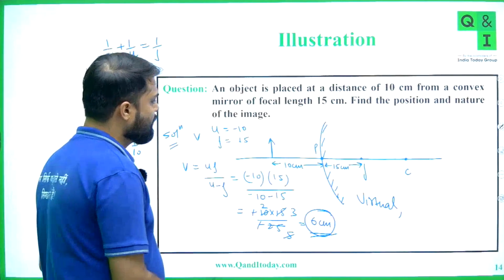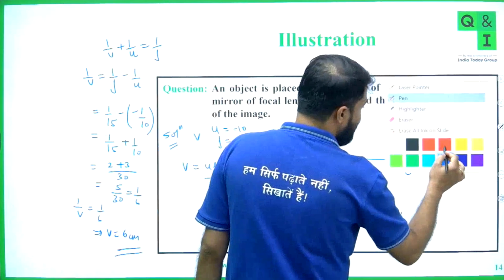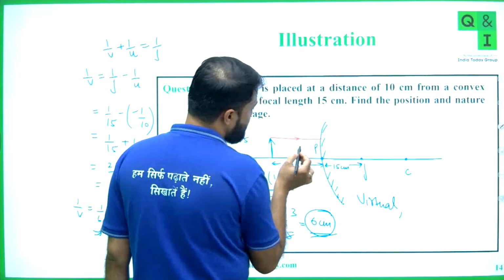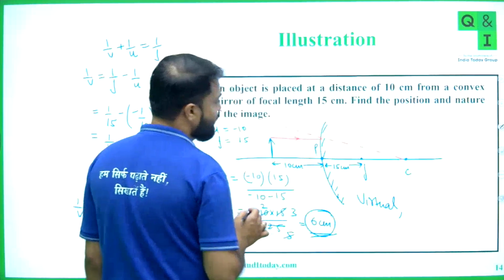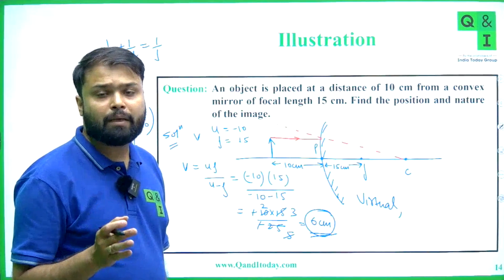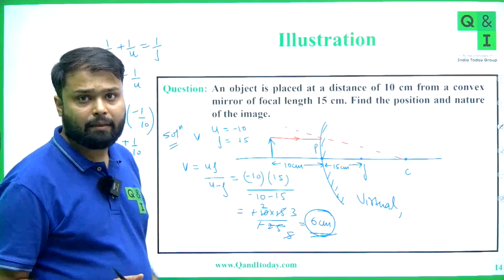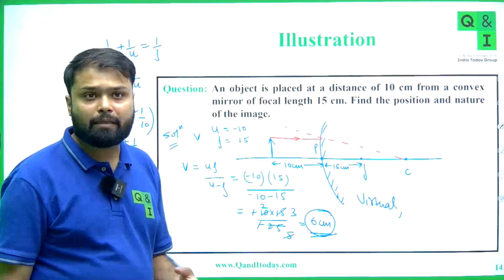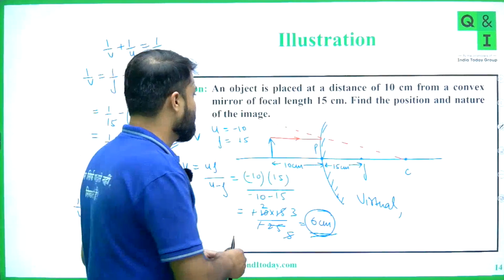Okay, here in this, you can also make a ray diagram. So if a ray is parallel to the principal axis, and let's say this is the normal to the mirror. In case of spherical mirrors, whether it is concave or convex, the normal is always passing through the center of curvature. So this is the normal.